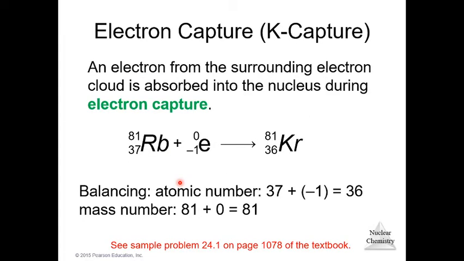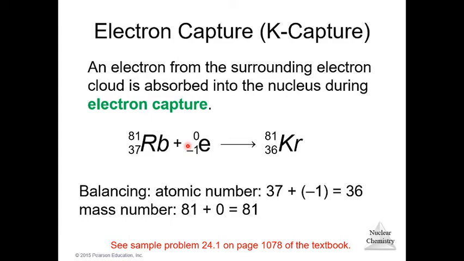Electron capture. This does not happen as often. Actually kind of cool, because what happens is the nucleus actually grabs an electron that's part of the electron cloud, takes it into the nucleus, and now you've got a new element. So here, rubidium-81 grabs an electron from its own cloud, turns into krypton. Kind of cool. Anyway, watch your mass numbers and atomic numbers. 37 minus 1 is 36. Mass number doesn't change.